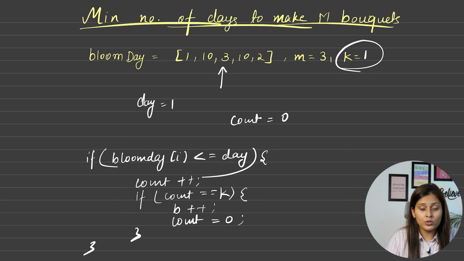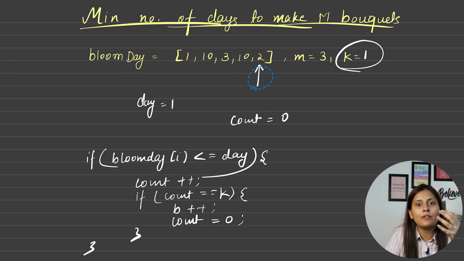So now I'll go to this day. This one also has not bloomed, so we cannot pick this flower as well, and now we'll move on to this. Again 10, we cannot pick. Now 2 is again greater than 1, meaning we are coming on the first day and I want to pick that flower which will bloom on the second day. How can I pick? Correct?